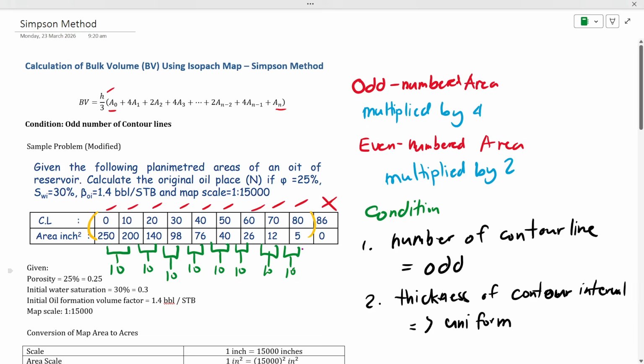Next, for the final interval, or to consider this contour level 86, the formula that can be applicable here is trapezoidal or pyramidal. If we consider this final interval, the method will be either trapezoidal or pyramidal.